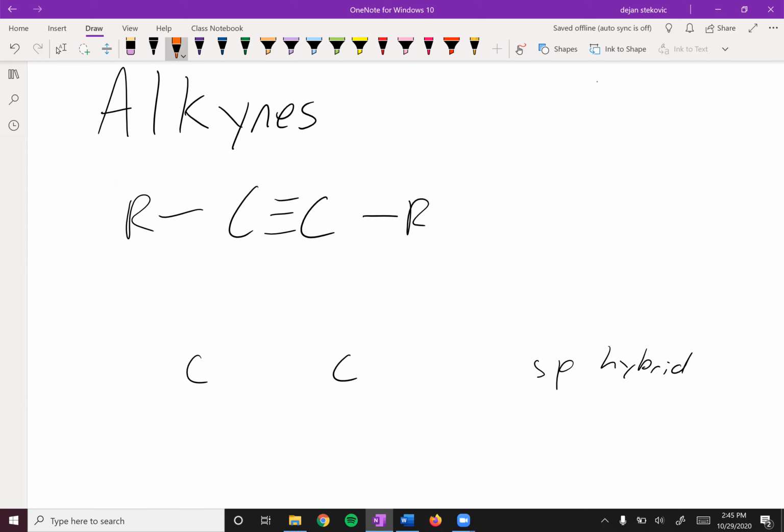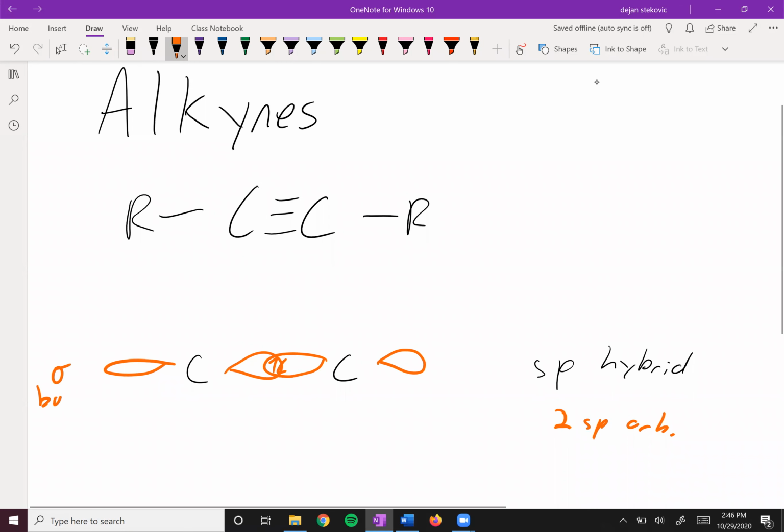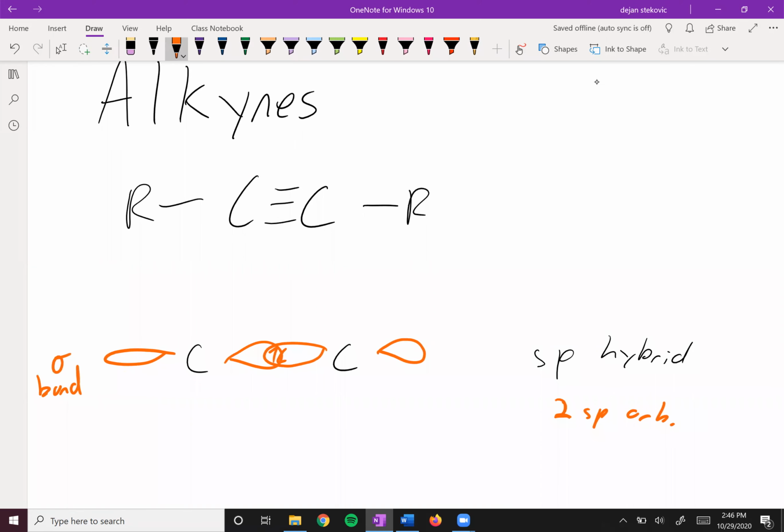And thus they have two sp orbitals. So you'd have an sp orbital over here and then an sp orbital for this carbon. And then the same thing over here. And then this overlap here will be your sigma bond. And that'll be the first bond here.